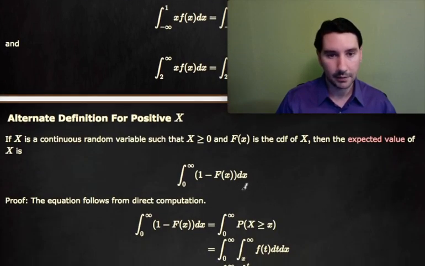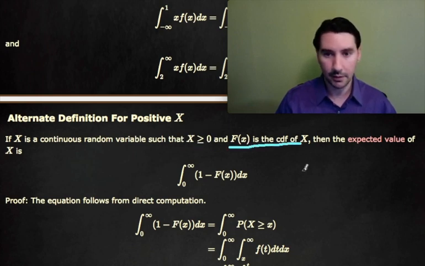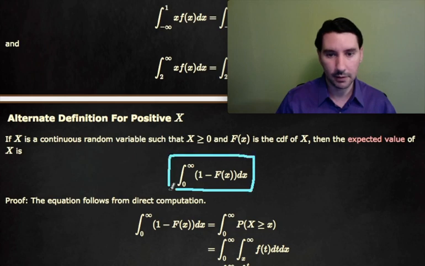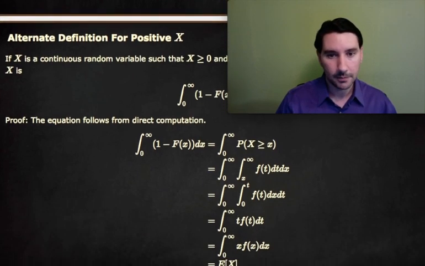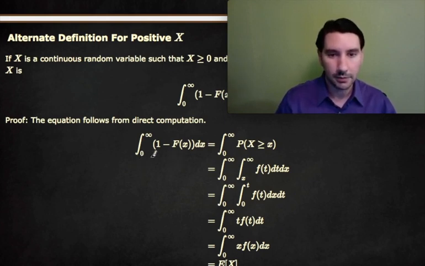If X is a continuous random variable that is bigger than or equal to 0 everywhere, and F(x) is the CDF of X, then we can write down an alternate definition of the expected value. The expected value is the integral from 0 to infinity of 1 minus F(x) dx. And to prove this, we just use definitions here. So the integral from 0 to infinity of 1 minus F(x) is the integral from 0 to infinity of the probability that X is bigger than or equal to x.